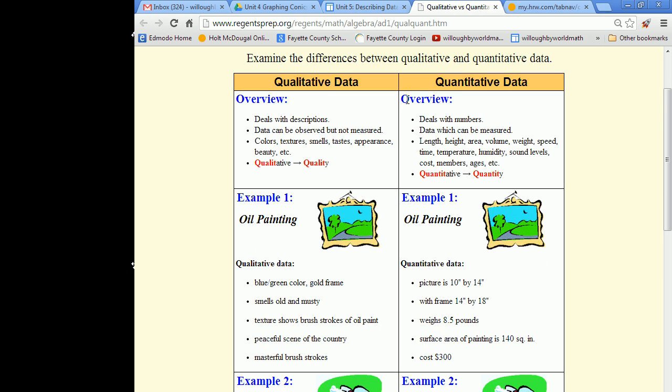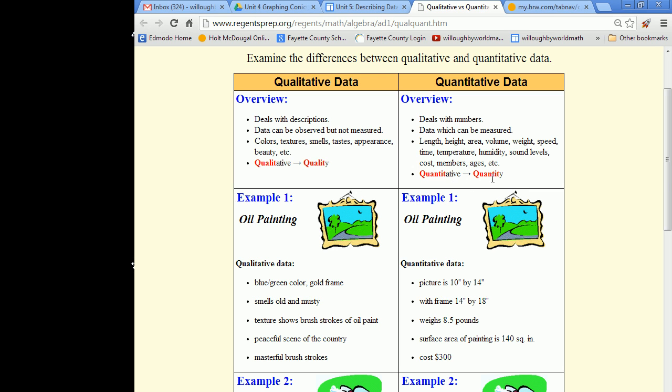Qualitative versus quantitative. So qualitative deals with our descriptions. Data can be observed but not measured. So things that would be qualitative: color, texture, smell, taste, appearance, beauty. So qualitative is looking at the quality of something. Versus quantitative. Quantitative deals with numbers. Data that can be measured. Length, height, area, volume, weight, speed, time, temperature, humidity, sound levels, cost, members, ages, things we can measure or count.